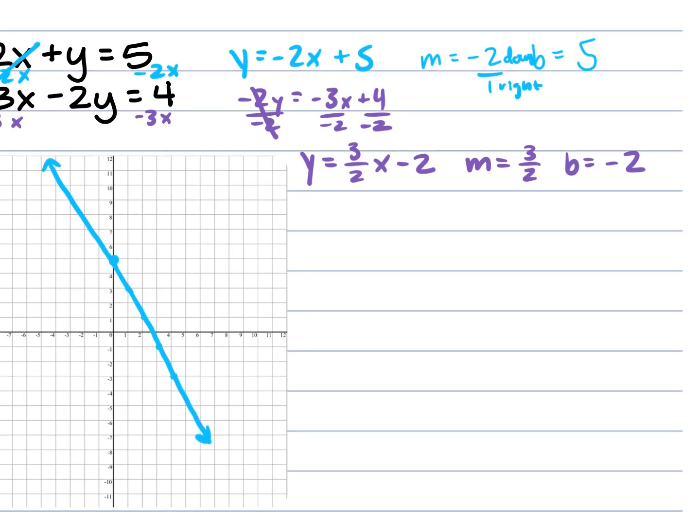So what do I put first on my graph? A point at negative 2. And then how do I show the slope of 3 over 2? Going up 3 to the right 2. Awesome. Up 3 to the right 2, up 3 to the right 2. And then we connect our dots. So what would our answer be? 2 comma 1.